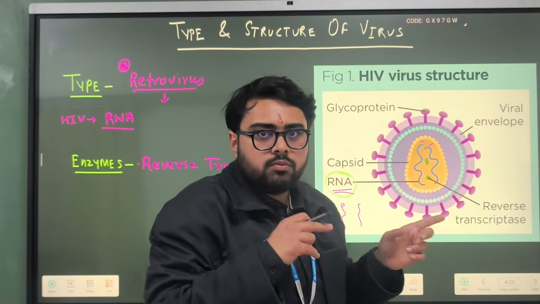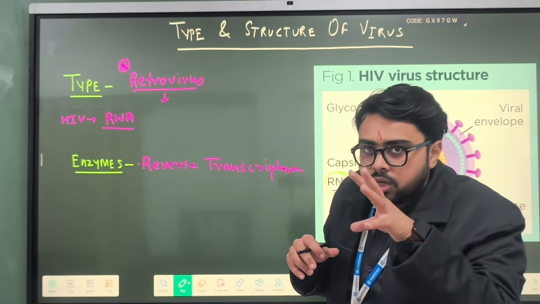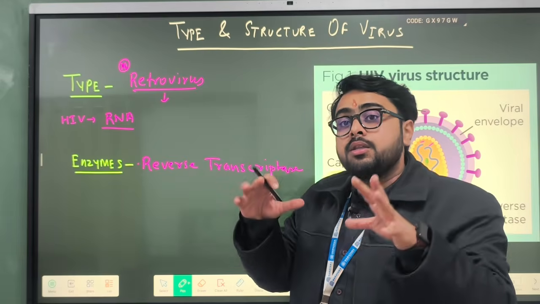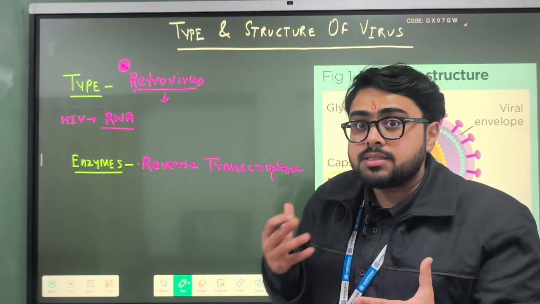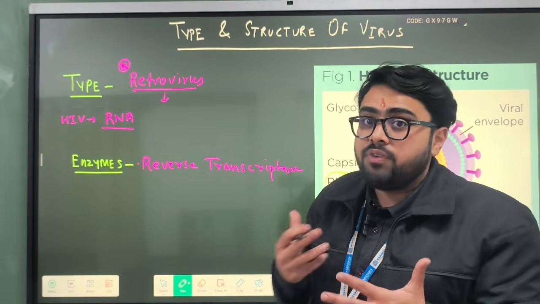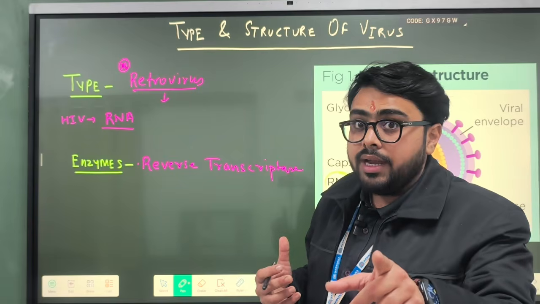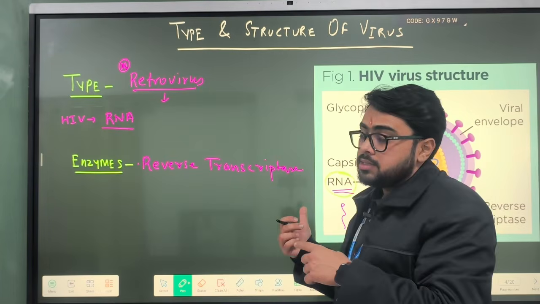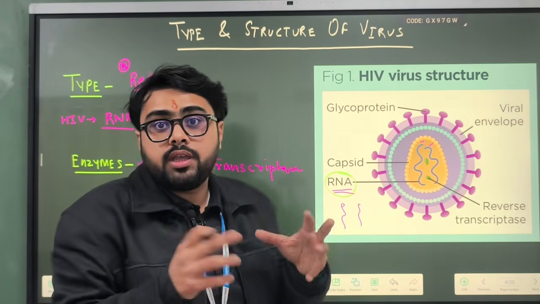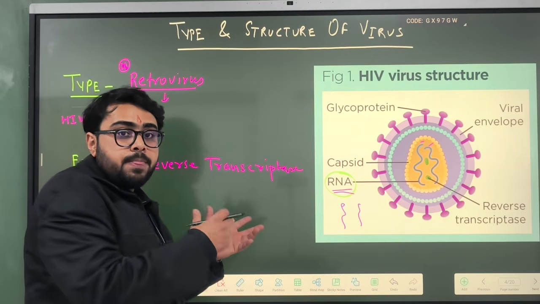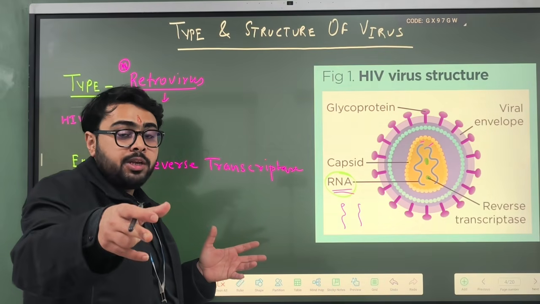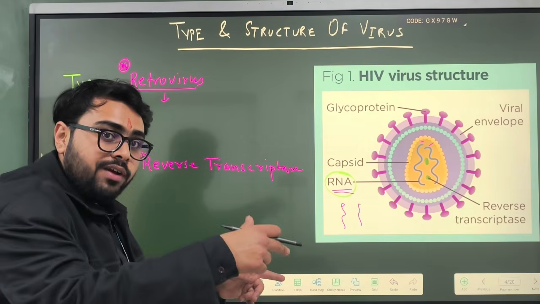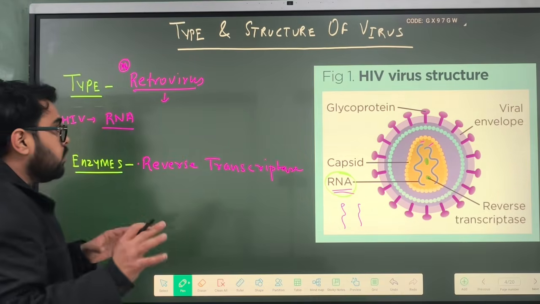You have studied in one of the chapters that if you compare RNA and DNA, RNA is very unstable and RNA mutates much faster. So you can understand how dangerous this virus is, because it is very difficult to get a vaccine for this virus. The same happened in case of COVID-19 also. That was also an RNA virus.